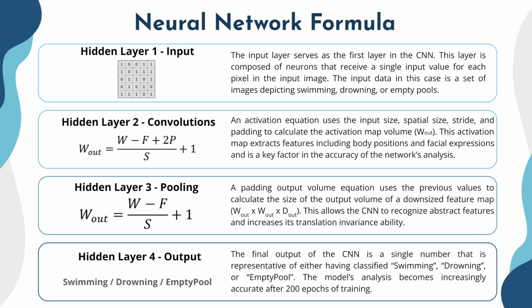In the back of the convolutional neural network, 4 primary hidden layers are used to make the prediction of whether a given image is swimming, drowning, or an empty pool being seen. Linear equations, as well as an activation map and feature map, are used to learn more about specific features of the image and produce a final output of swimming, drowning, or an empty pool.